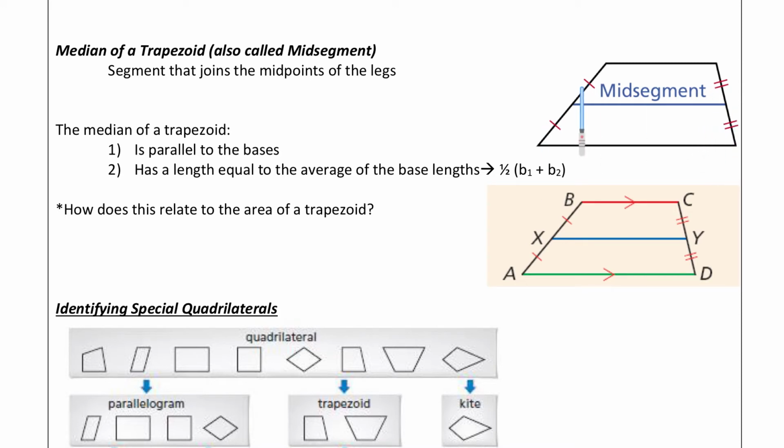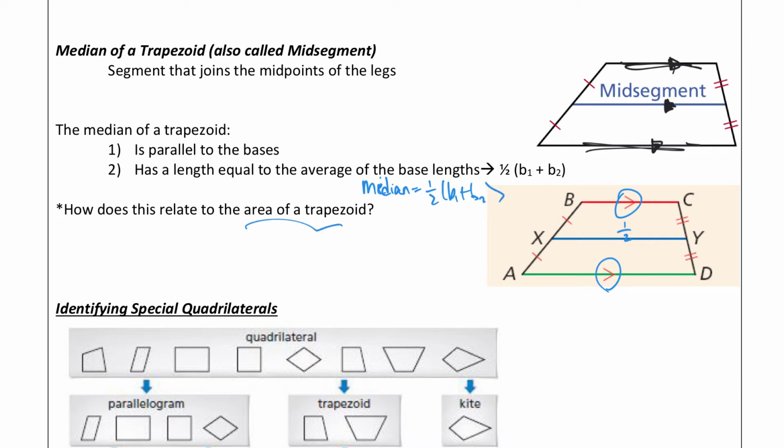Since it is to the midpoints, this mid-segment will be parallel to both of these. We already know that on a trapezoid, those bases are parallel. Now the mid-segment will be parallel to them, and this mid-segment will be 1/2 of these two added up. To find the mid-segment, or I'll call it the median here, it's 1/2 times base 1 plus base 2.